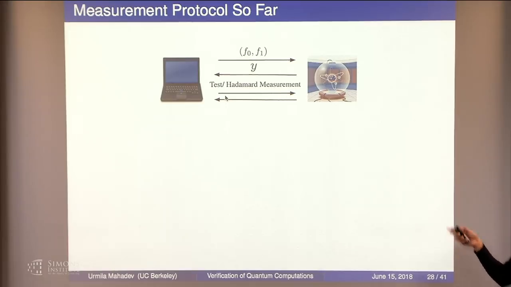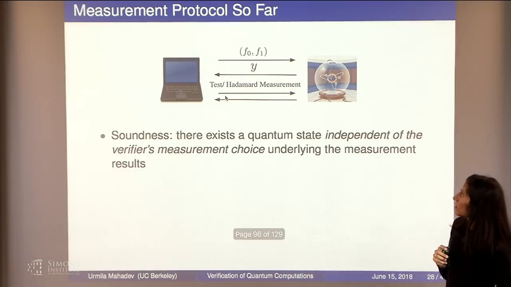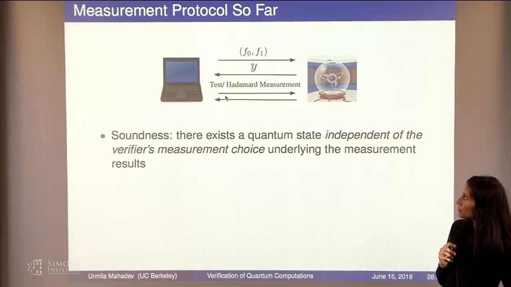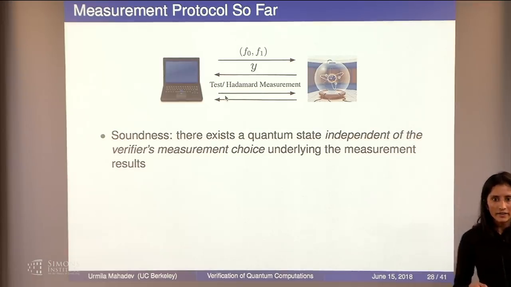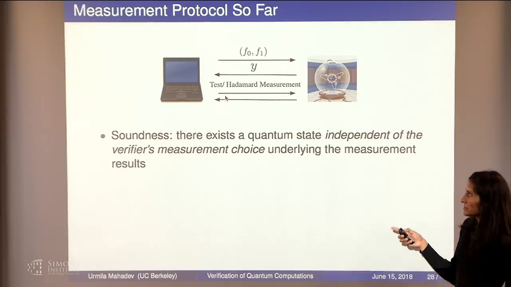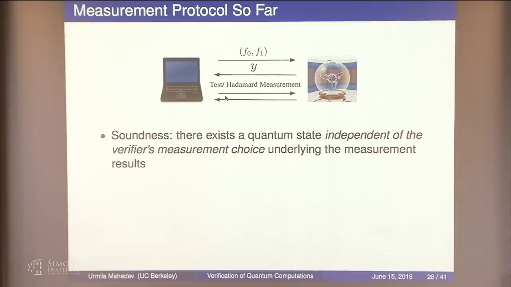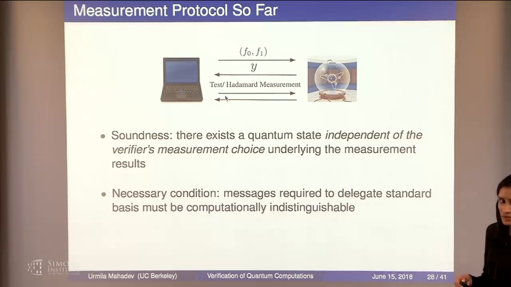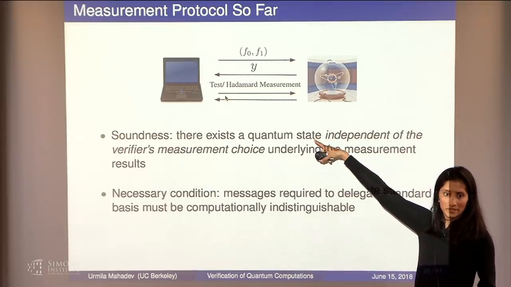Okay, so far what I've shown is how the verifier would delegate a Hadamard measurement. To do this, he sends over a trapdoor claw-free function, F0, F1. The prover reports y. The verifier chooses either to test or to request a Hadamard measurement. Now, remember the soundness guarantee. I need there to exist a quantum state, independent of the verifier's measurement choice, which underlies the distribution obtained by the verifier. That means when I try to delegate a standard basis measurement, the prover shouldn't be able to tell that I'm delegating a standard basis measurement. So I can't do something simple, like just ask him for a standard basis measurement here.